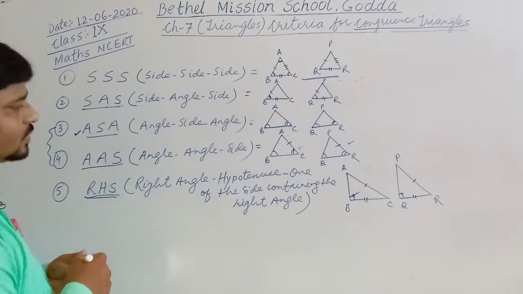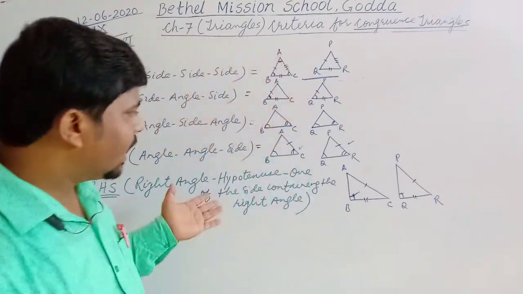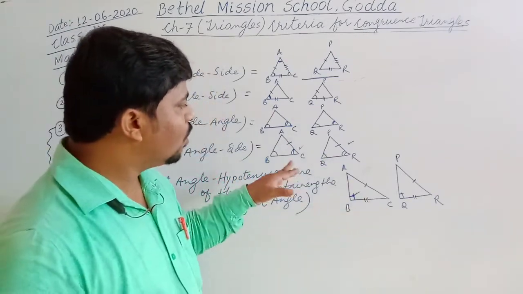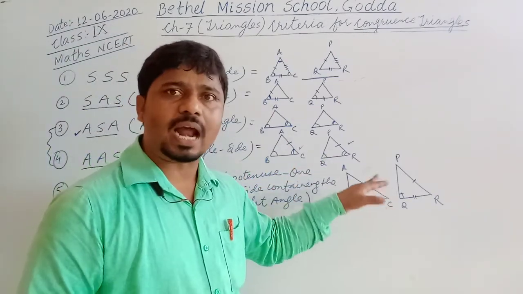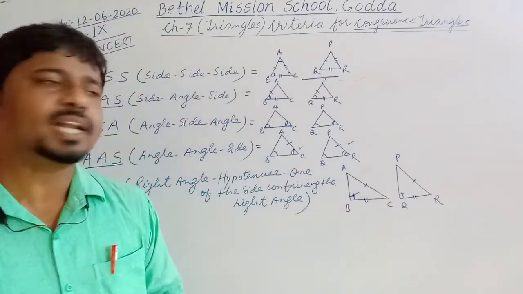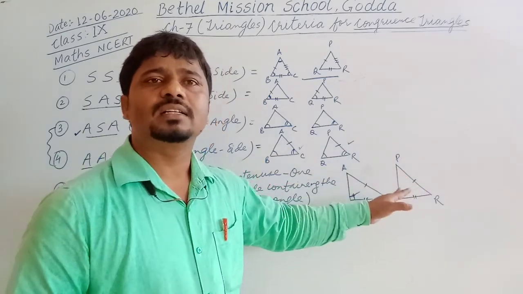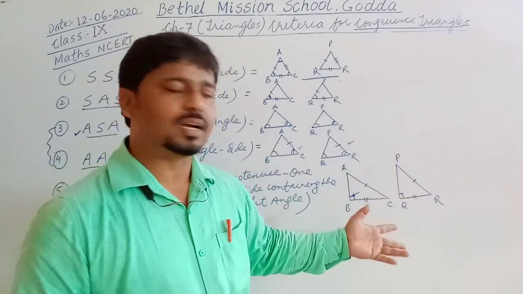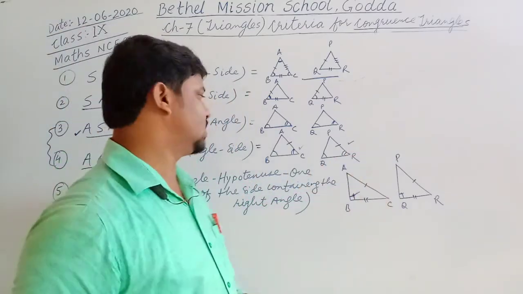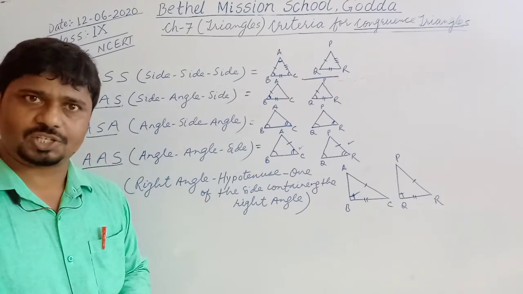So in two right triangles, if the hypotenuse and one of the sides containing the right angle of one triangle are correspondingly equal to the hypotenuse and the side containing the right angle of another triangle, then the two right triangles are congruent. So that property is called RHS.